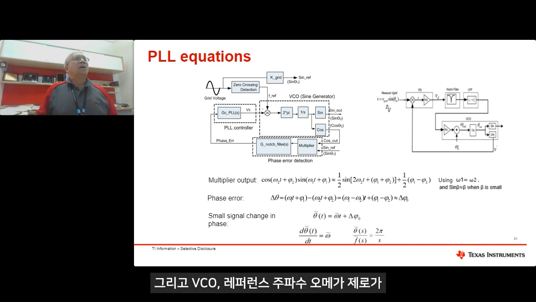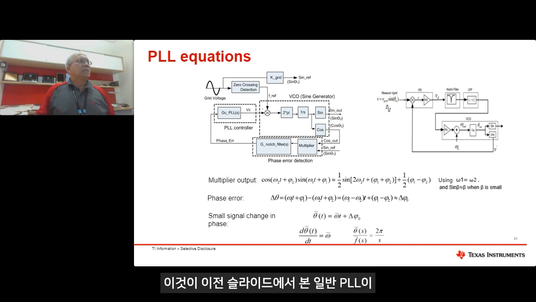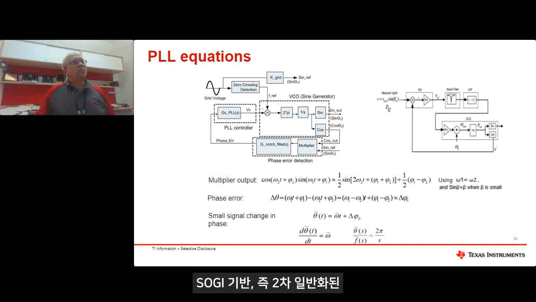Then in the VCO, the reference frequency omega 0 is applied, and from there the output is integrated, and the phase is calculated. So this is how the regular PLL that was shown in the previous slide is implemented, and here are the equations for the PLL implementations. So this is one type. The other one shown was the SOGI based, which is a second order generalized integrator based PLL. Both require quite a bit of computation by the microcontroller.